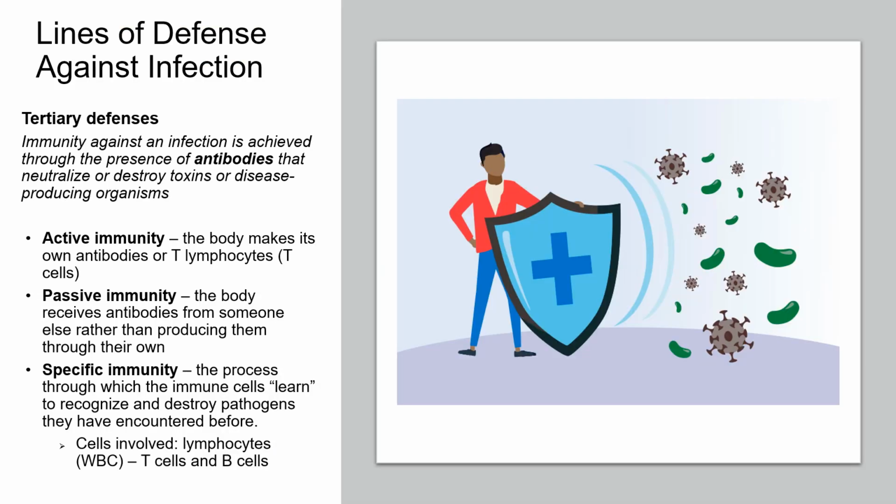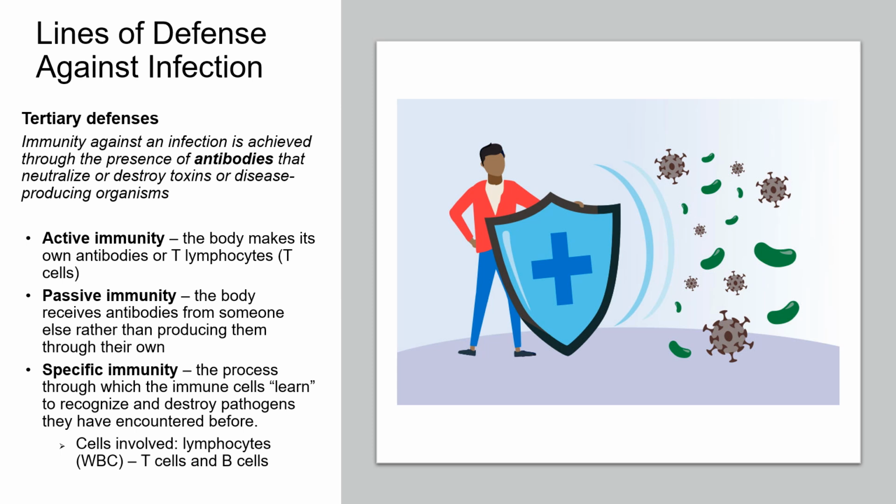These are tertiary defenses. So this is related to antibodies, and these antibodies are going to neutralize or destroy toxins or disease-producing organisms. So how do we get antibodies? So this is separated into a couple of subgroups. We have active immunity, passive immunity, and specific immunity. So active immunity involves our own body making the antibodies, and this is related to a couple of specialized T cells, so, namely the T lymphocytes.